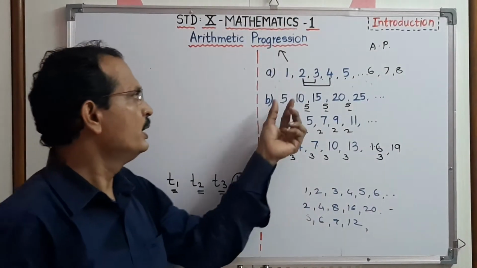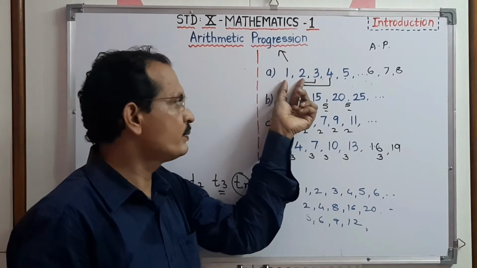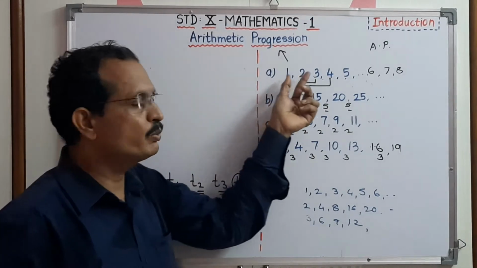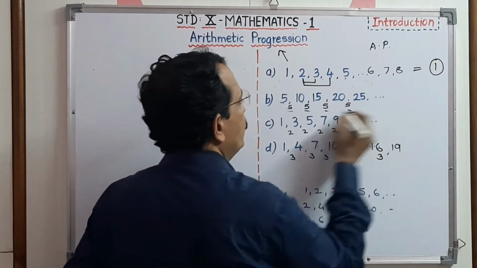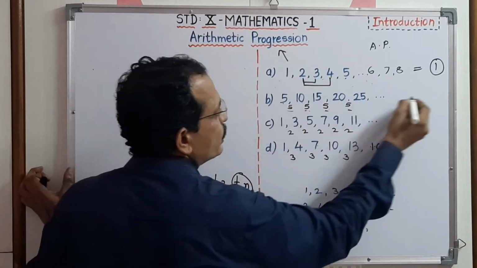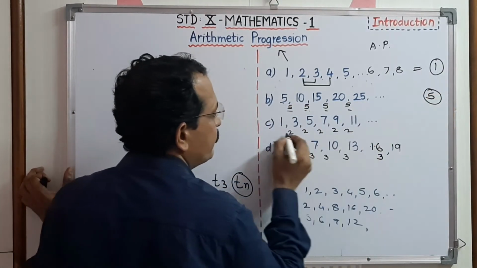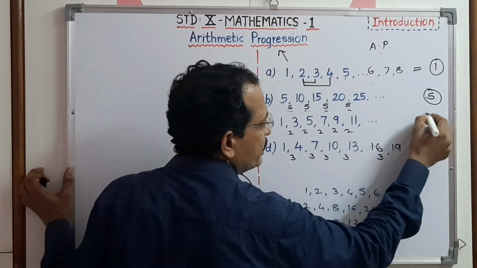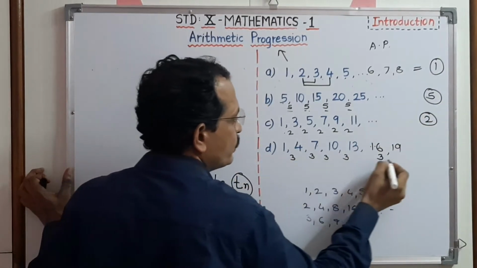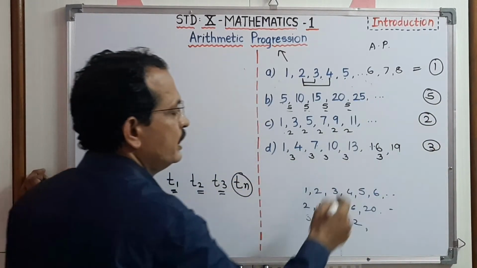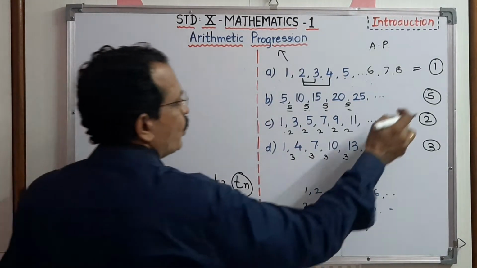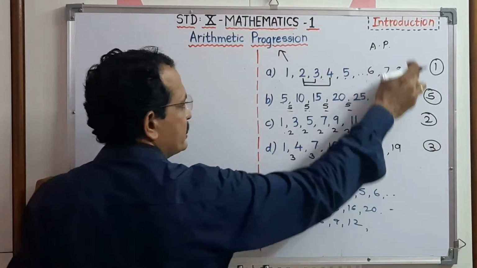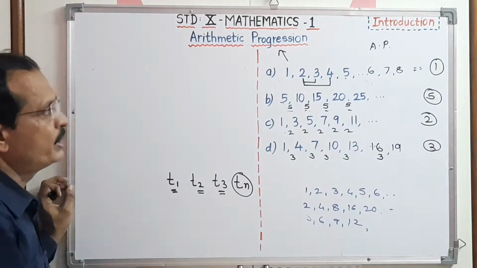Now see here, in this case the difference between two consecutive terms is 1. Now the difference between these two consecutive terms is 5. The difference between these consecutive terms is 2, and the difference between these two consecutive terms is 3. It remains constant every time, and therefore this is called the common difference.